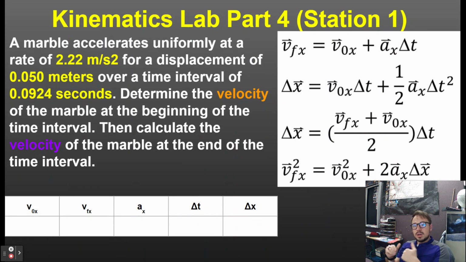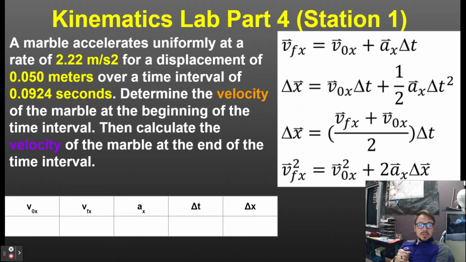Over a time interval of 0.0924 seconds. This time was got from our photo gates, and the photo gate did have a resolution down to 1/10,000th of a second. And this was an average of 3 trials. So that's where we got that variable. Determine the velocity of the marble at the beginning of the time interval, then calculate the velocity of the marble at the end of the time interval.